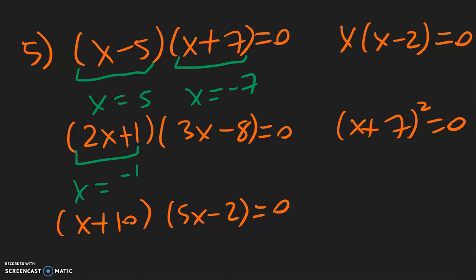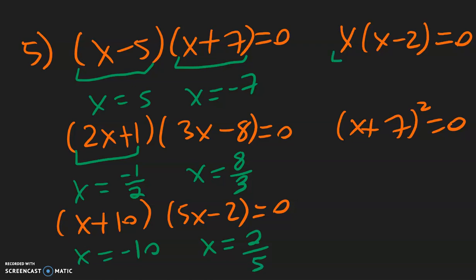And then we need to divide by the coefficient, so divide by 2, so negative 1 over 2. Here we need to move the negative 8, so that becomes a positive 8. Then divide by the coefficient, so 8 over 3, positive 8 over 3. Here we move this, so that is a negative 10. And here we have to move the negative 2, so that becomes a positive 2 over 5.